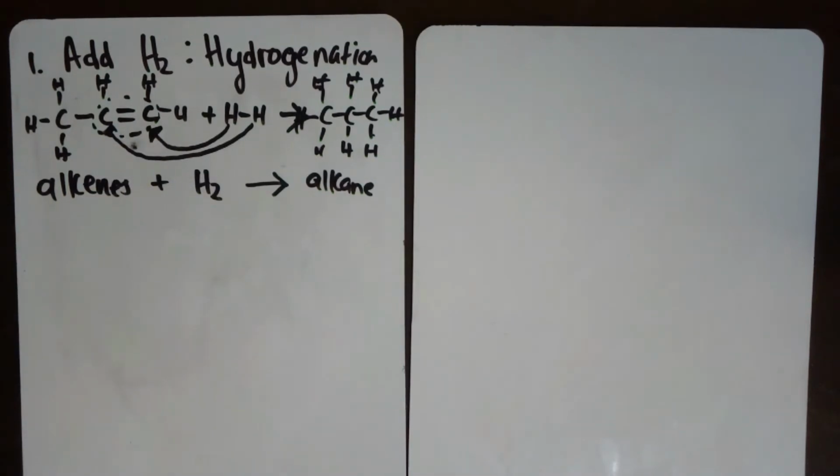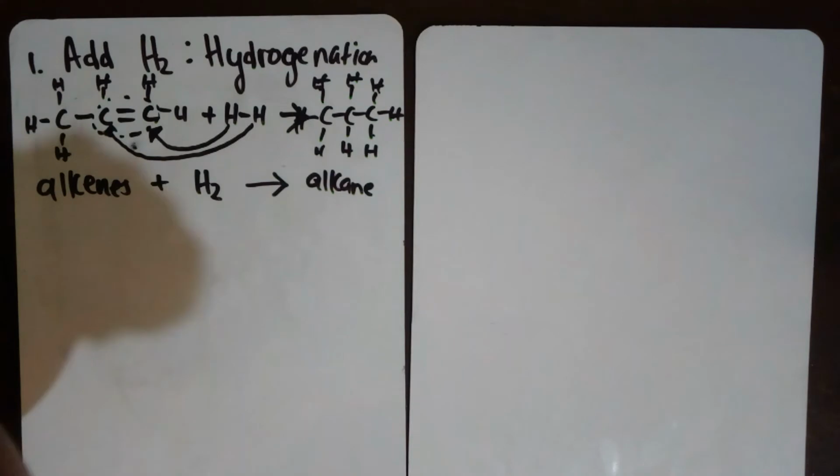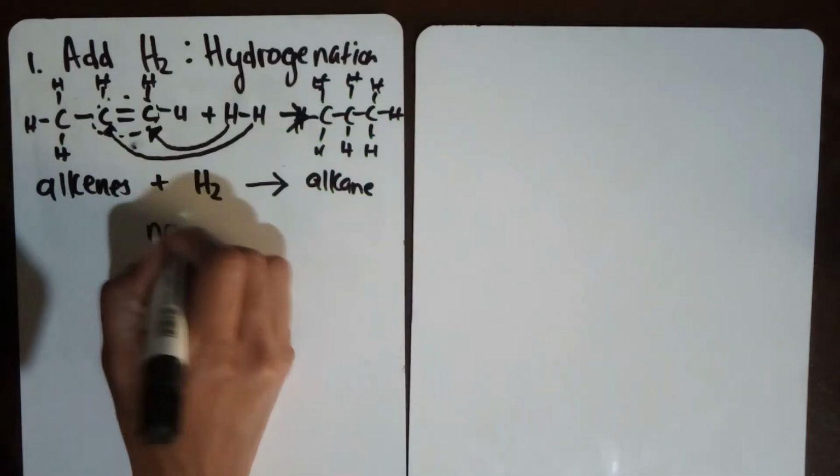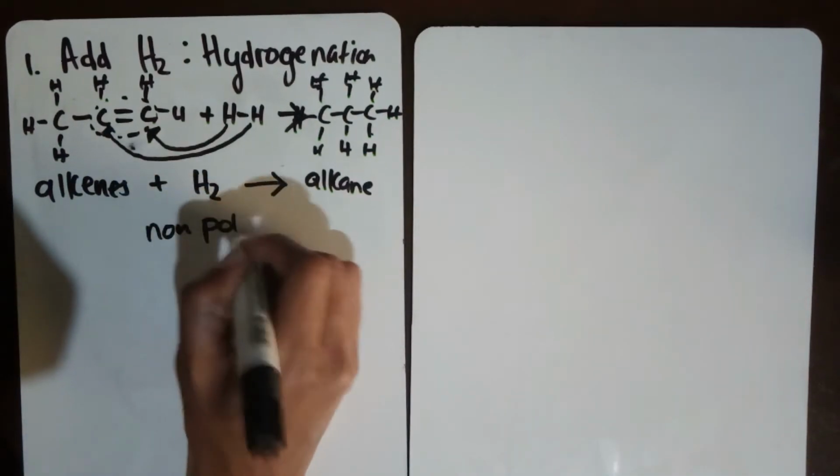The other important thing that they would normally ask you is to define some reaction conditions. So what do we need for this reaction to proceed? We have to make sure that the alkene is dissolved in a nonpolar solvent. So you need a nonpolar solvent.